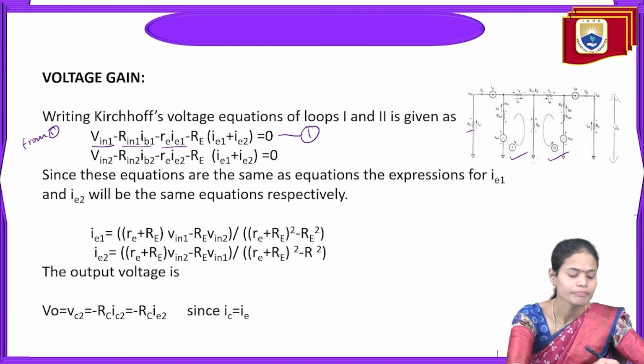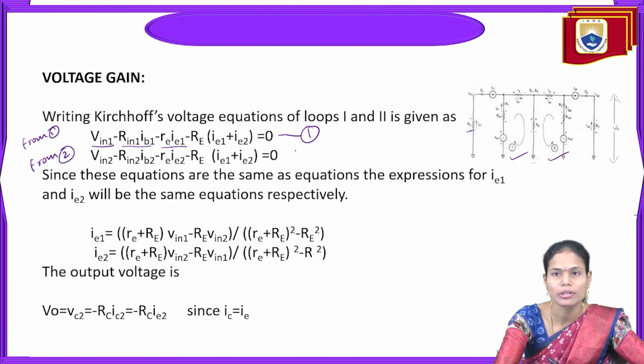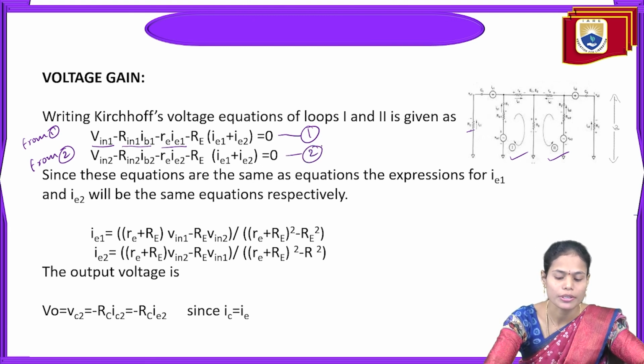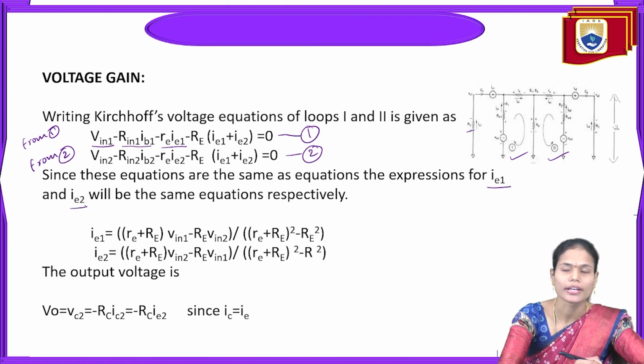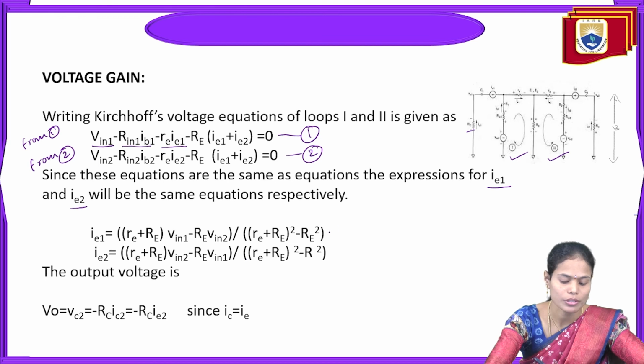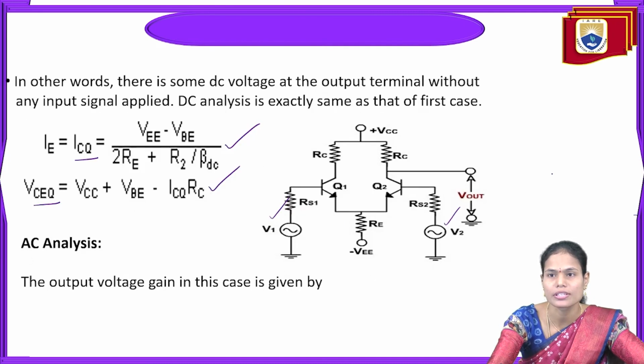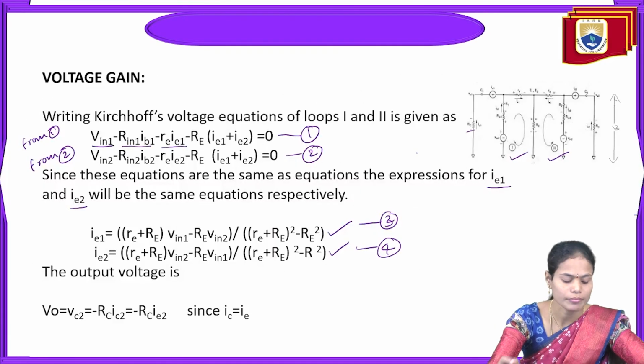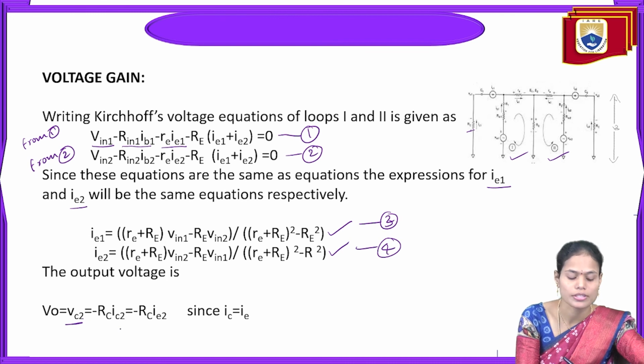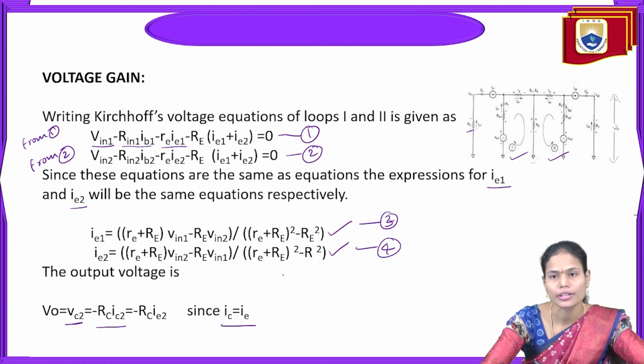And similarly, if we apply the KVL for the second loop, we will get the same equation but in terms of subscript 2. So these two equations are the same here. So that's why IE1 and IE2 will also be the same. So from equations 1 and 2, we will get IE1 and IE2 as the same. And the output voltage V0 is equal to VC2 we are taking. Why? Because we are measuring the output across the second collector here. So we are taking the output V0 equal to VC2, that is minus RC into IC2, or else we can also write it as minus RC into IE2.